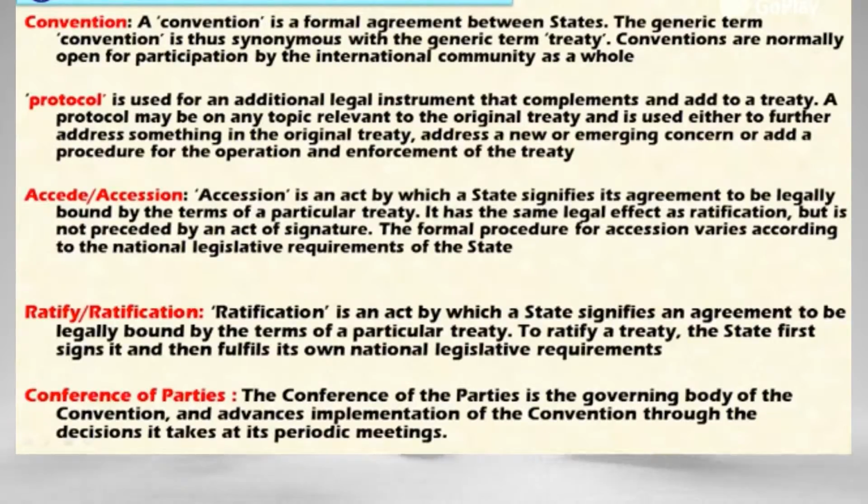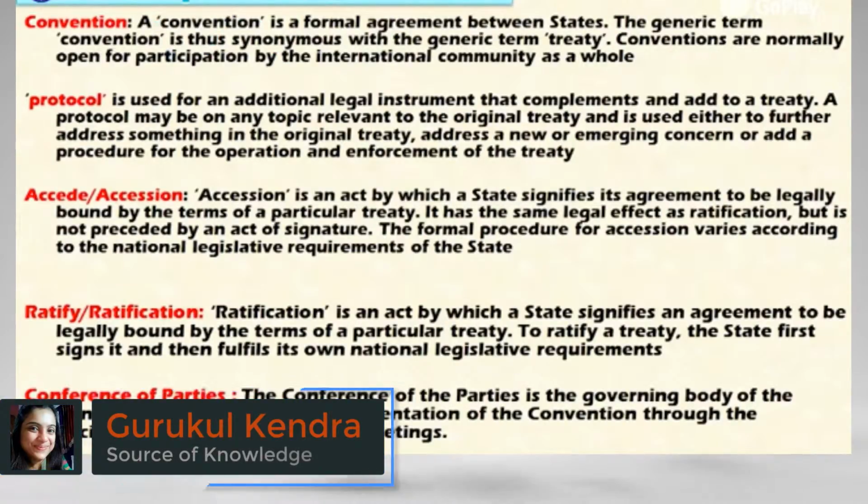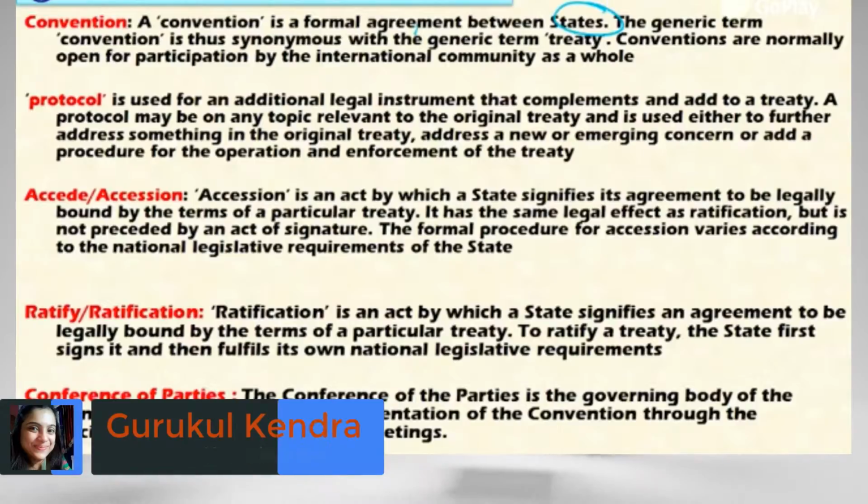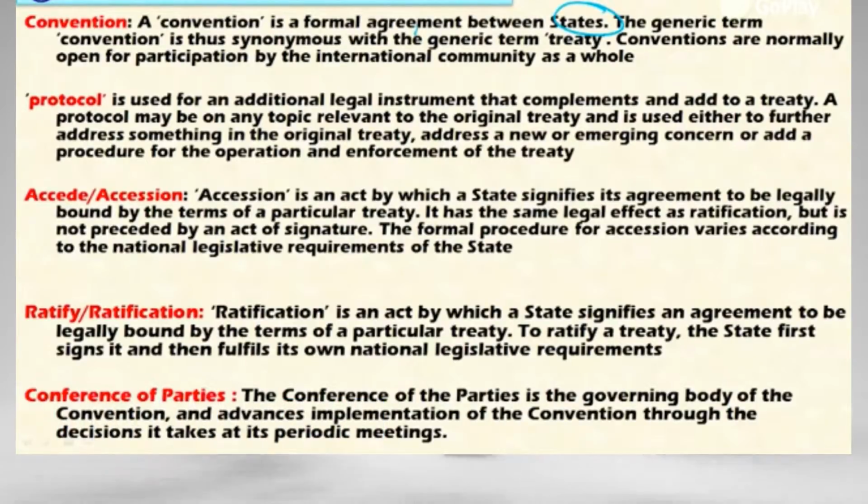In these conventions and protocols there are certain terms that keep reappearing again and again. So I'm going to clarify the meaning of these terms. The first one is convention. A convention is a formal agreement between states. Here the states, that is the countries, meet together in a forum called a convention and decide about a particular topic that is related to international welfare. For example, in the area of climate change.